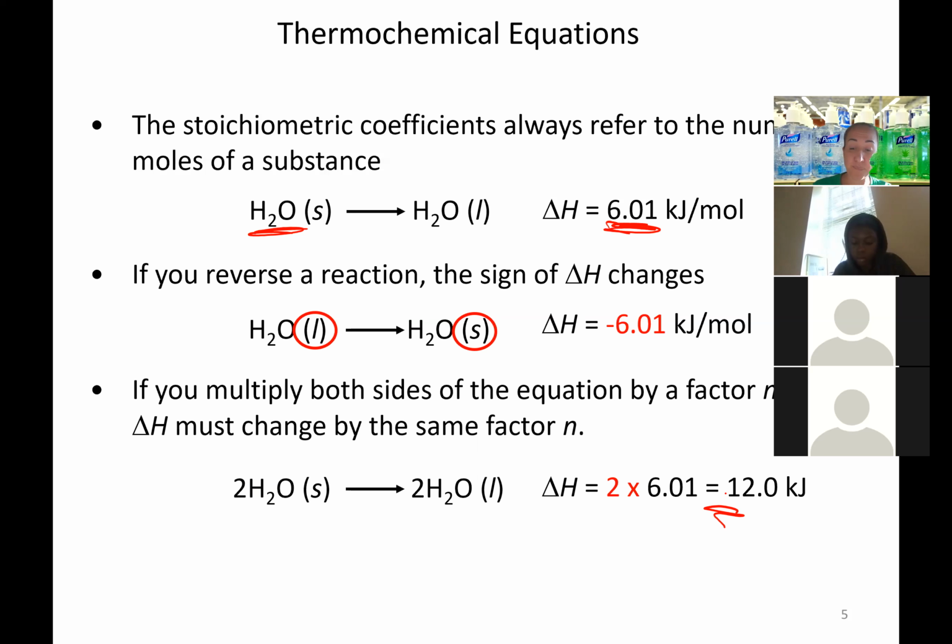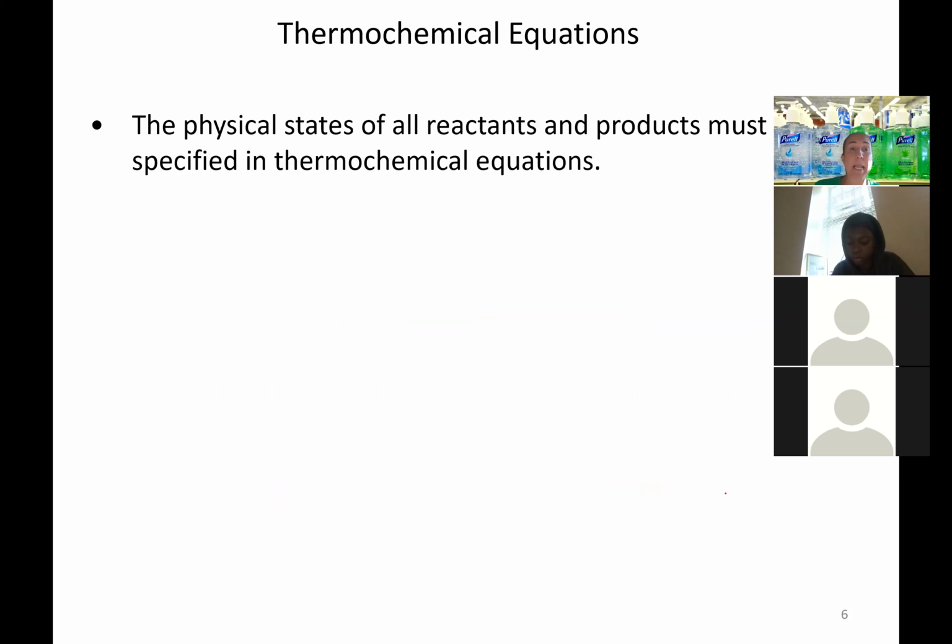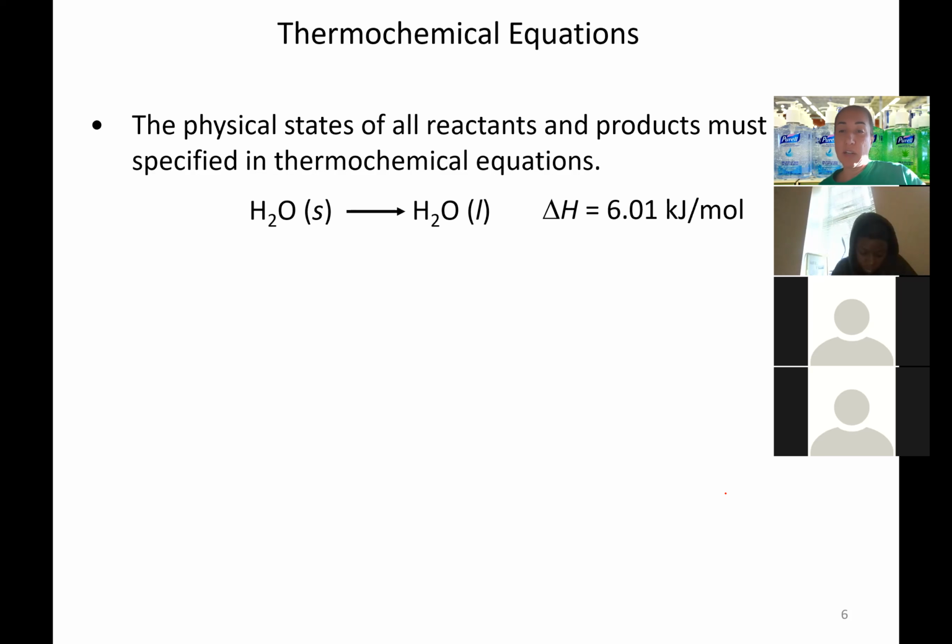Yes. So another thing is states matter, right? The physical states of compounds and substances matter. For example, going from solid to liquid, which you've already seen, is endothermic. Do you think going from solid to gas, or going from liquid to gas, is going to be the same number? Yes or no? No, right? Do you think it's going to be more, or do you think it's going to be less?